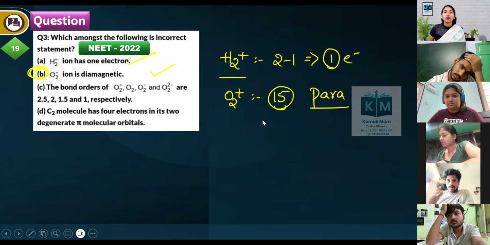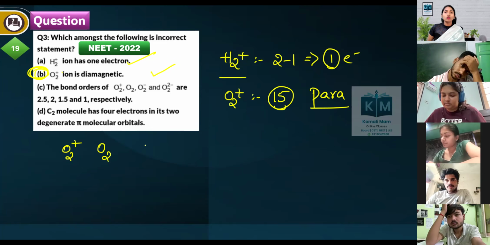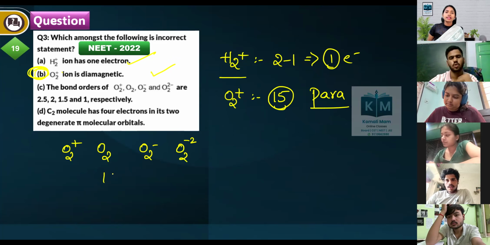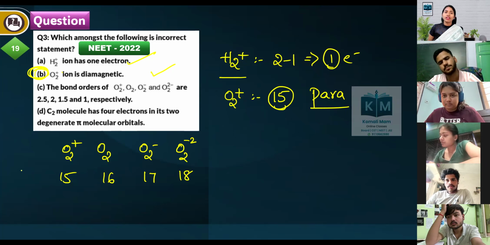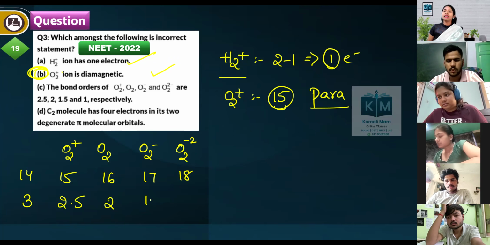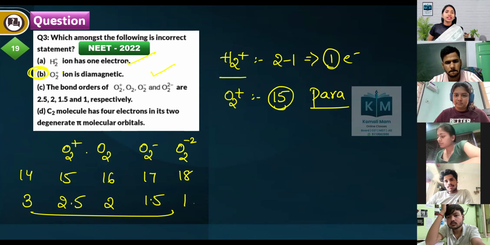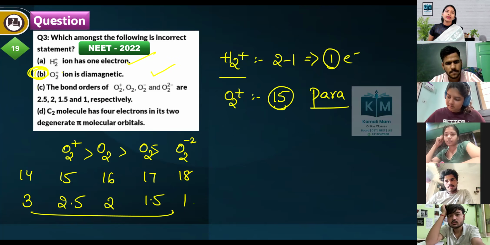The bond orders for O2 plus, O2 minus, O2 2 minus. So this is 16, 15, this is 17, 18, total number of electrons. If 14 is the case, bond order is 3, 15 is 2.5, 16 is 2, 17 is 1.5, this is 1. So what is the correct order? Bond order is in decreasing order like this. So bond orders given as 2.5 to 1.5 to 1 is correct.